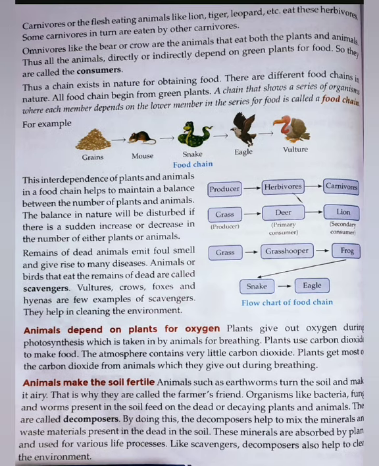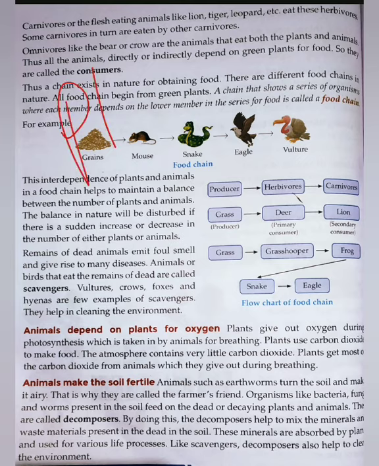Next is omnivore. So we know omnivores are the animals who eat both plants as well as animals. We human beings are also omnivores. So other examples are bear, crow, etc. Thus, we can say that all animals directly or indirectly depend on green plants for food. So they are called consumers.